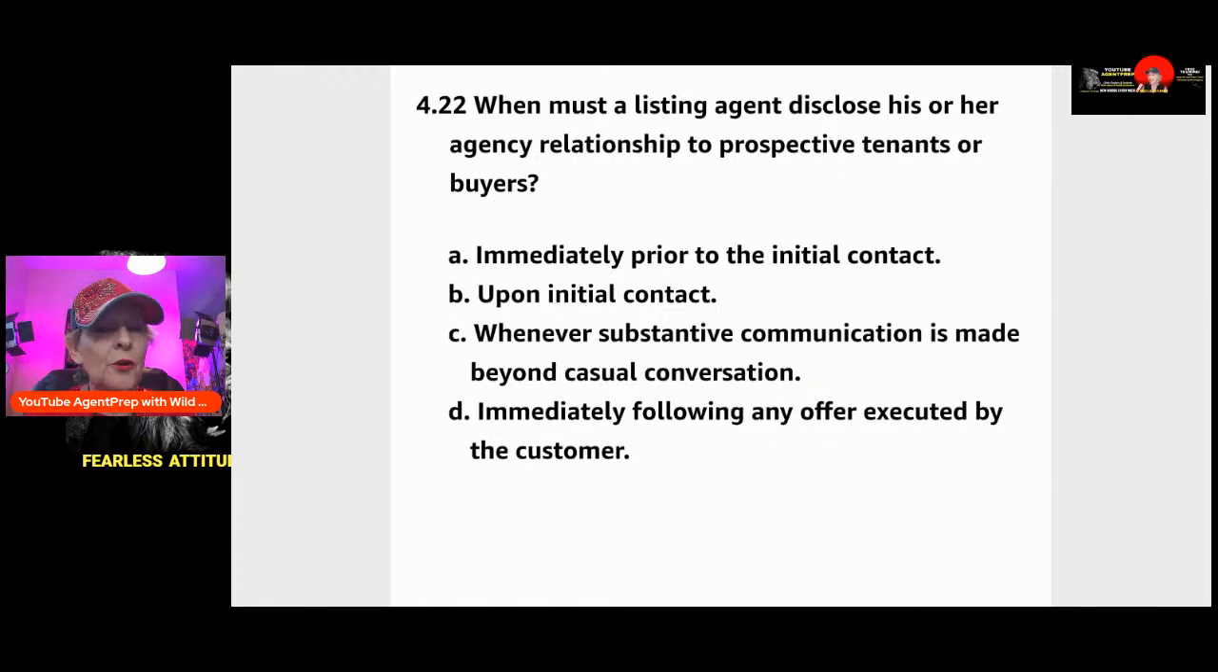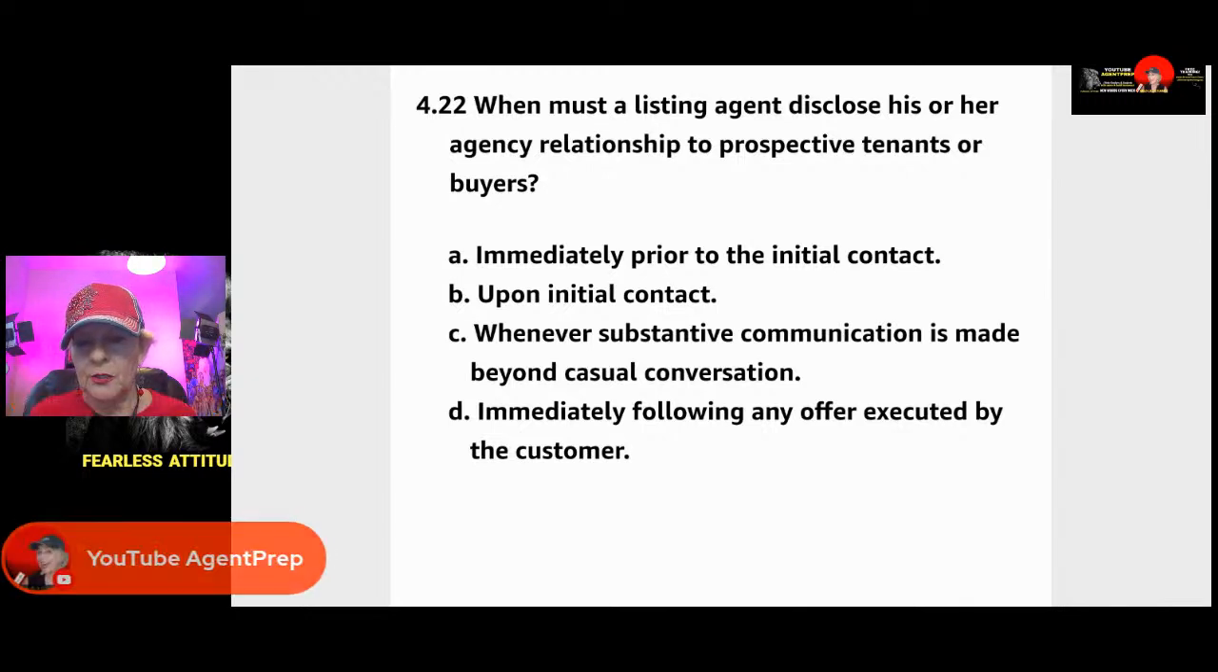Unless we're representing the seller and they're calling about the seller, and we need to disclose, hey, we have a relationship with our seller, they're our client. So the answer is C.